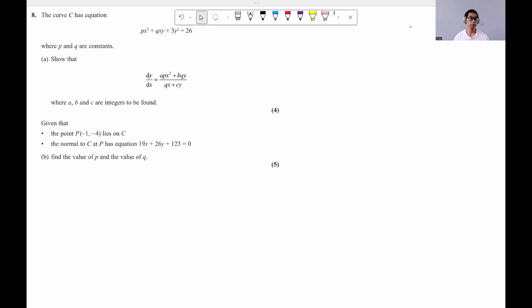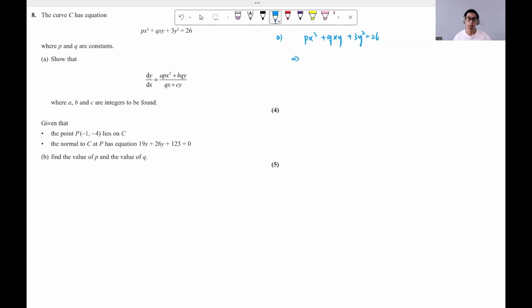Question 8. The curve C has equation px cubed plus qxy plus 3y squared equal to 26, where p and q are constants, and they want us to show the derivative in that form. Okay, so this is implicit differentiation. So px cubed plus qxy plus 3y squared equal to 26.